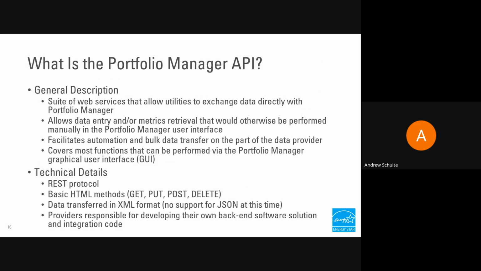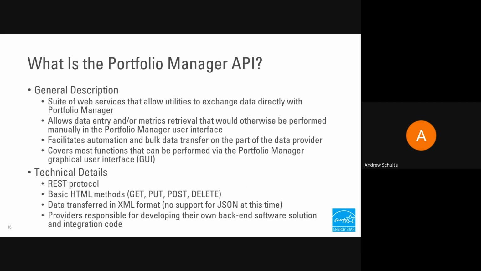In general, our application programming interface, or API, is a suite of web services that allow utilities to exchange data directly with Portfolio Manager. Essentially, this is allowing you to take on the role of, or to take on responsibility for, certain data entry processes that would otherwise have to be performed manually by your customer.